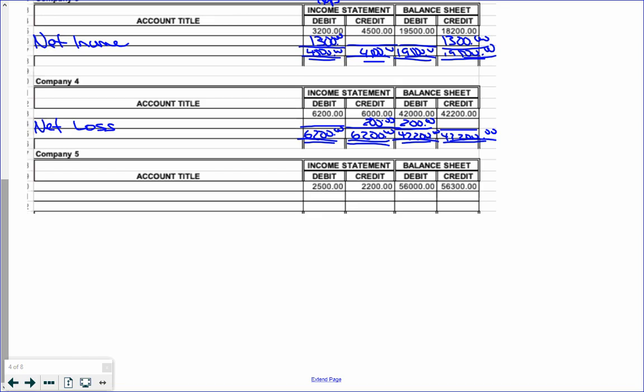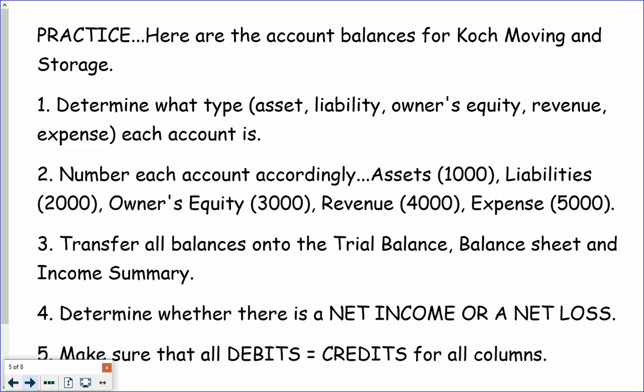So if we bring all of this together, here's what the questions are going to look like. It's a 5-step process. We're going to determine what type each account is. We're going to give each account a number. So assets are 1,000, liabilities are 2,000, owner's equity are 3,000, revenues are 4,000, expenses are 5,000. We're going to transfer all of our balances onto the trial balance.